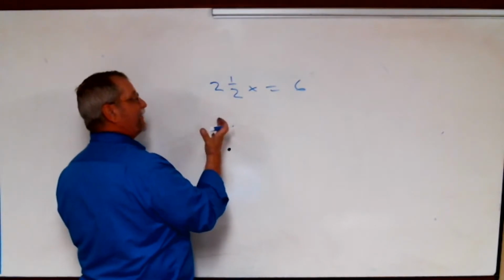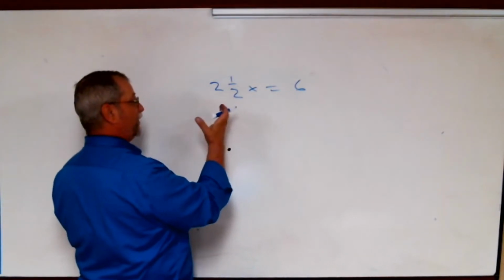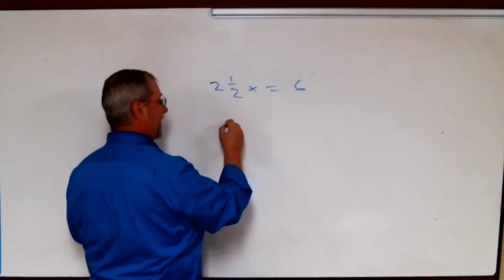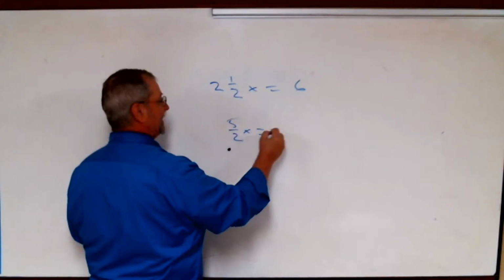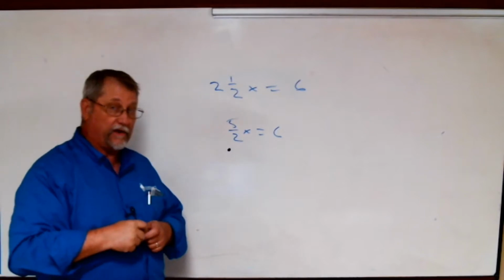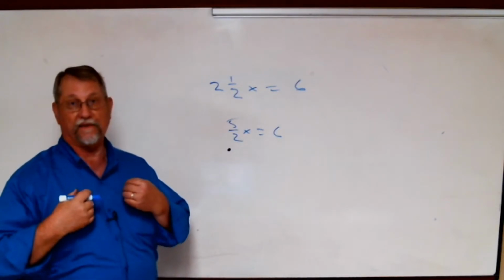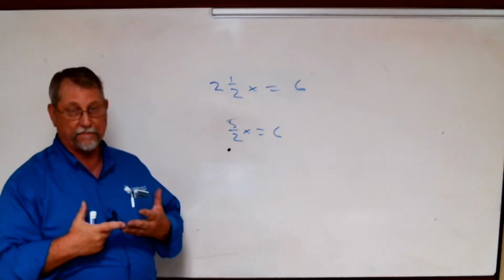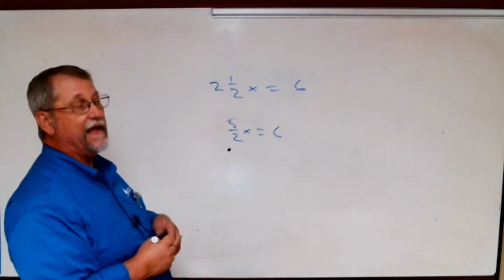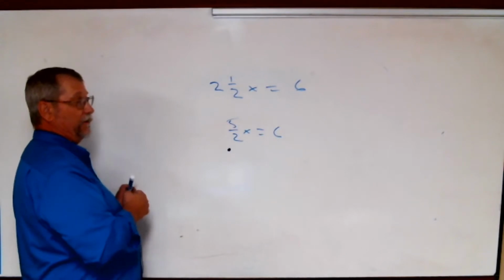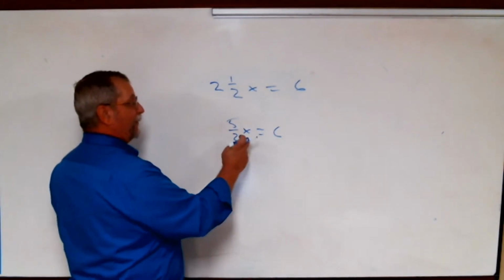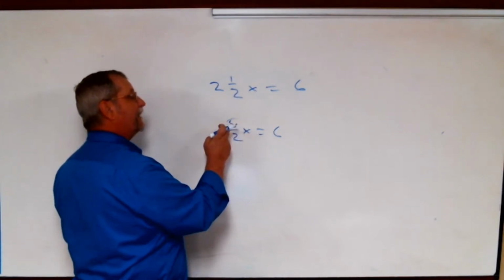So to divide by a fraction, I have to first make this improper. 2 times 2 is 4, plus 1 is 5, over 2, x equals 6. You have to listen to me here because where most people make mistakes is they invert the wrong side of this thing. You get the right answer upside down, which is wrong. I want to get the x by itself. I want to get rid of this.